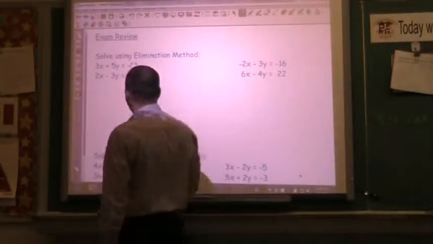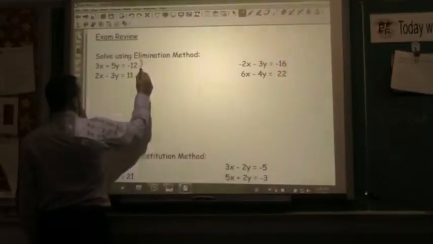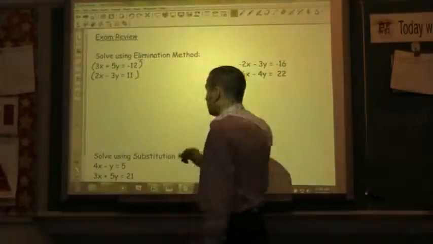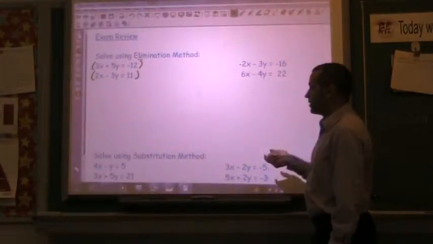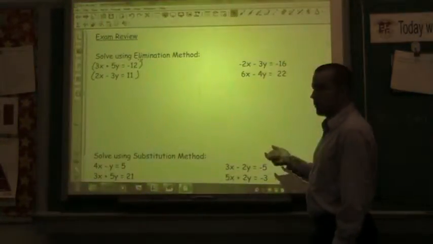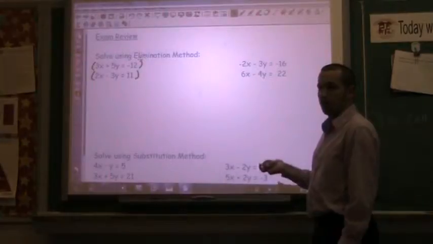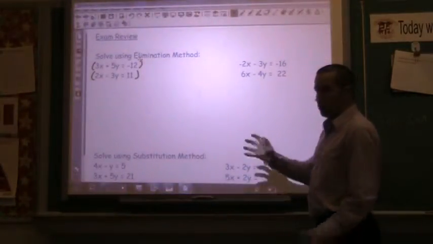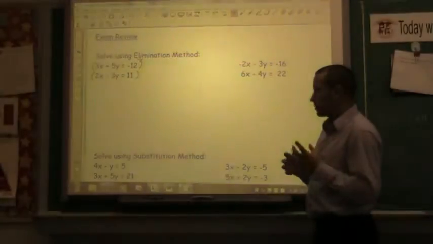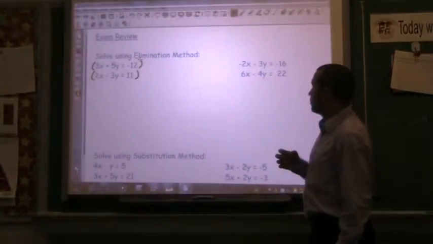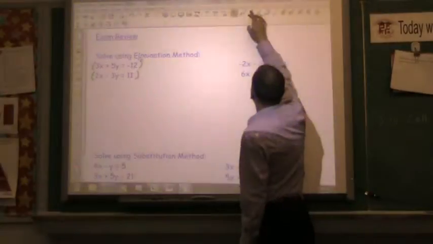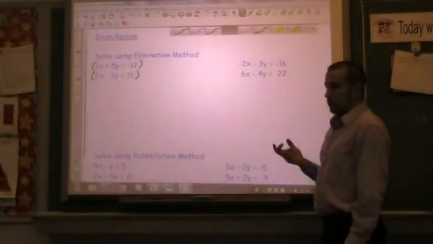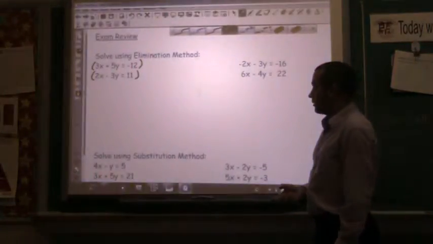So for the elimination method, what I'd like to have is the x's or y's having the same number, but one of them being positive and the other being negative. And then you can straight add them together. You could do it where they're both positive and then you subtract, but that usually leads to more errors. So I recommend getting them to be the same value, but one of them positive and the other negative.